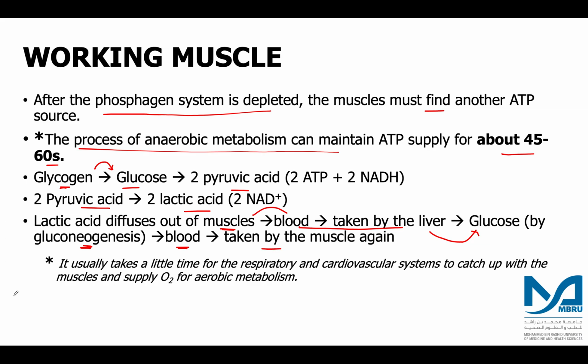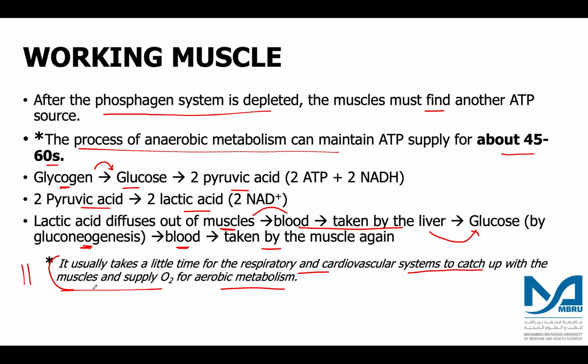So as I told you there, I have written a comment here. It usually takes time for the respiratory and cardiovascular systems to catch up with the muscles and supply oxygen for aerobic metabolism. So that's the reason for 45 to 60 seconds, the anaerobic system helps the muscle to sustain its energy requirements.